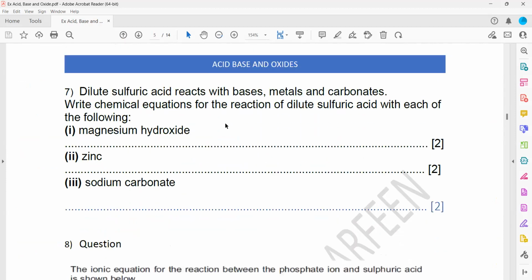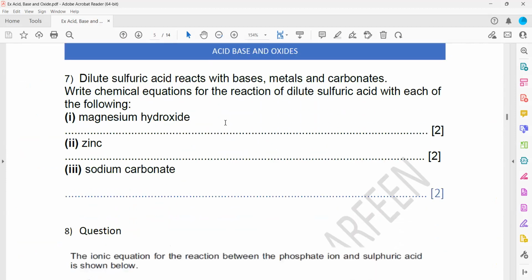Then dilute sulfuric acid reacts with a base, metal and metal carbonate. Write an equation for the reaction of sulfuric acid with each of the following. Magnesium hydroxide. Magnesium is group 2 and hydroxide is OH, so magnesium hydroxide will be Mg(OH)2.